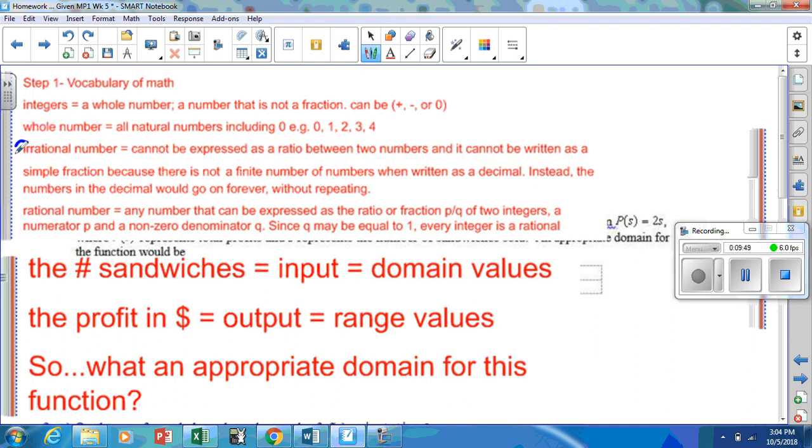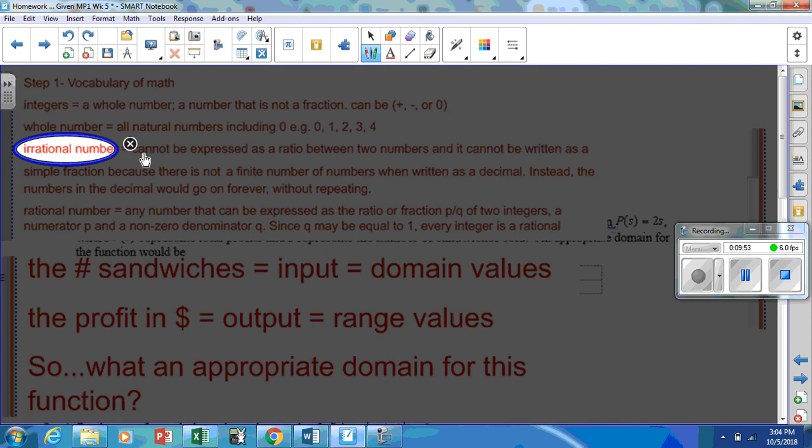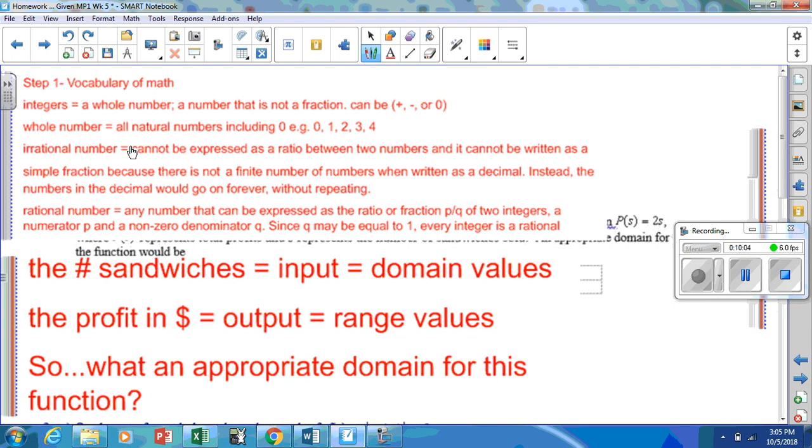What about irrational numbers? They cannot be expressed as a ratio between two numbers. It cannot be written as a decimal. So that would be like the square root or pi, but we don't really want a square root sandwich, so that wouldn't work.